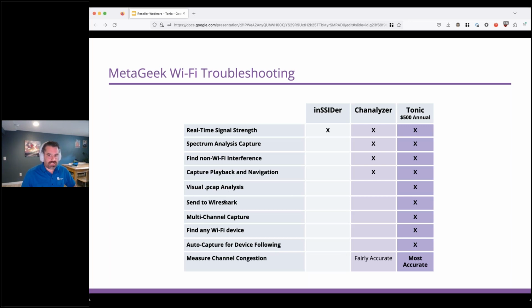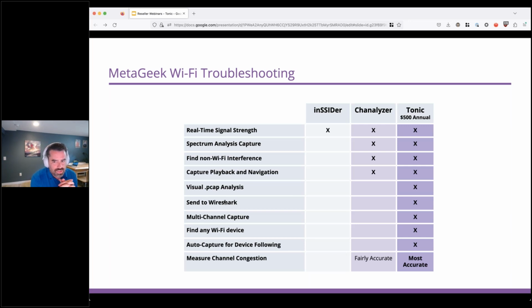So you can find devices. Now, some people don't know what a device is doing on their network, and they don't know how to find it. This tool can find devices. And again, the auto capture for following, if you are just clicking around, we're going to be adjusting stuff in the back end so that we can actually just follow the device that you care about.